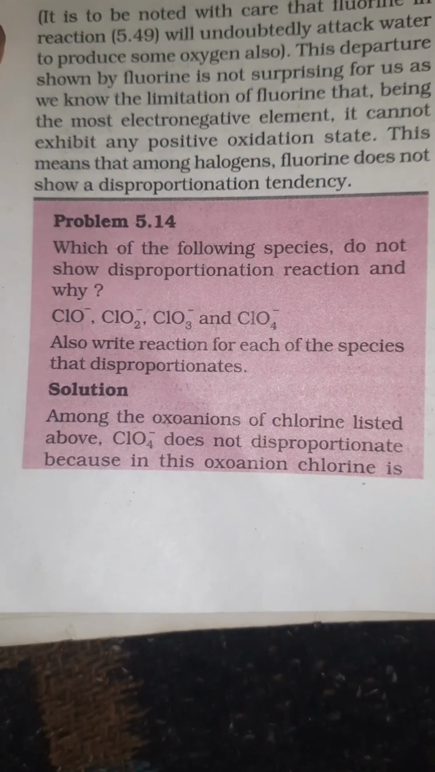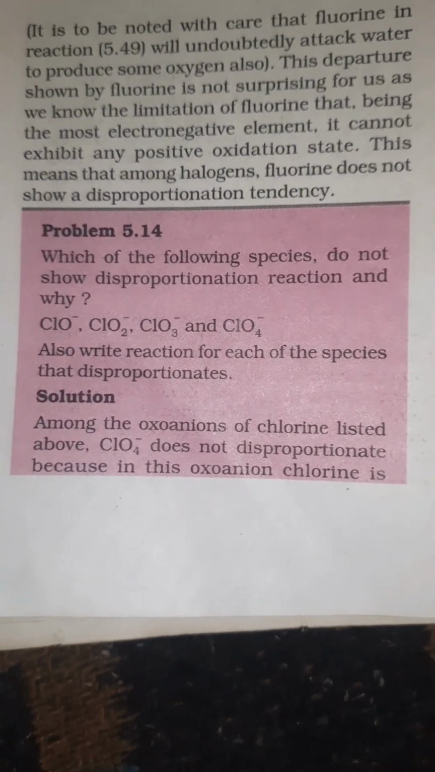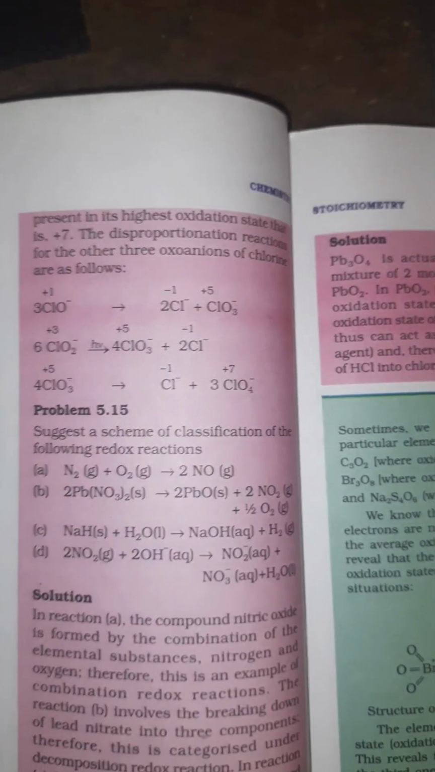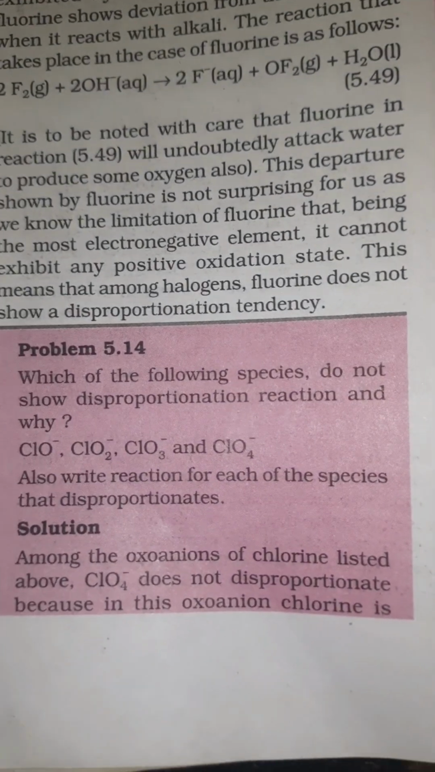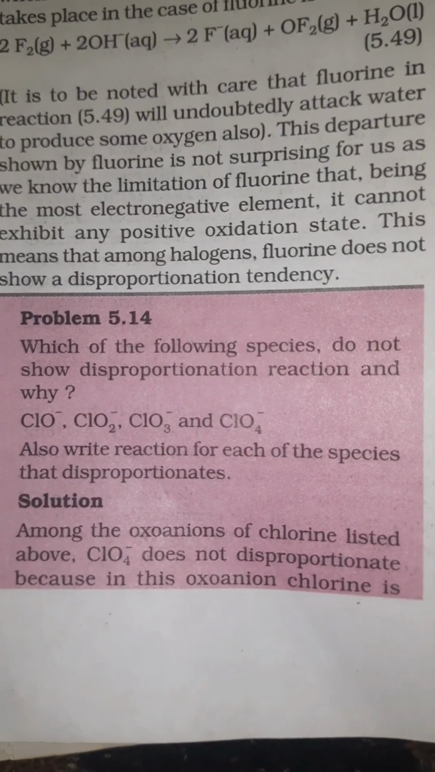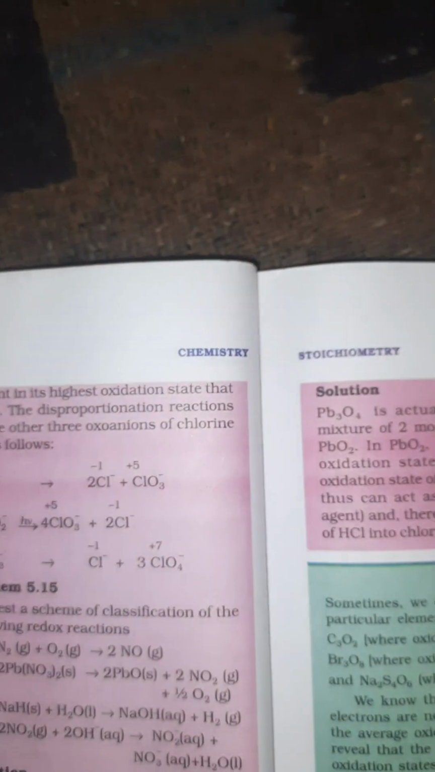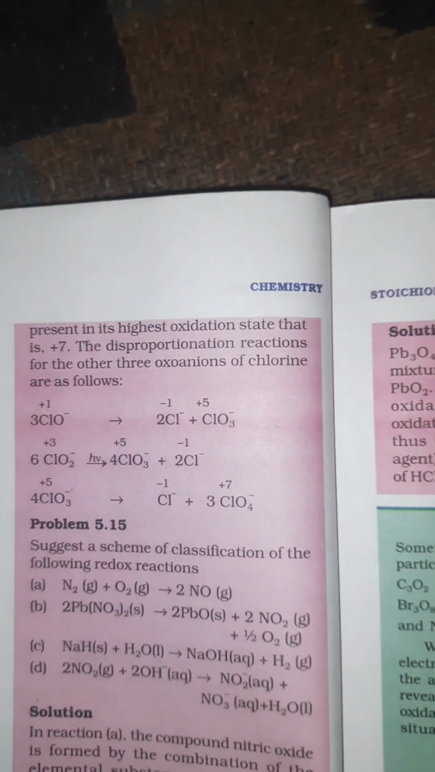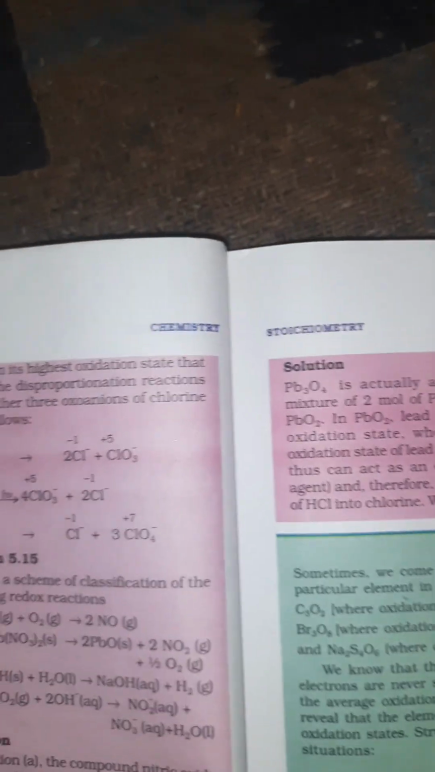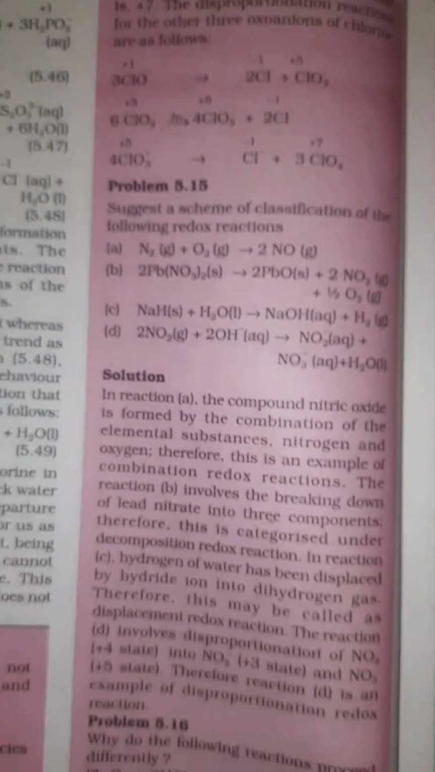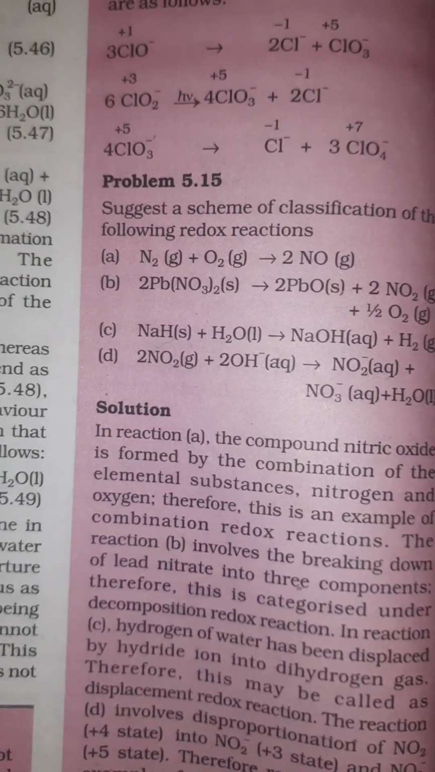5.14. The following species do not show disproportionation reaction, and why? Among the oxo ions of chlorine listed above, ClO4- does not disproportionate because in it chlorine is present in its highest oxidation state, +7. The other 3 oxo ions of chlorine undergo disproportionation as follows. A species in the highest oxidation state does not undergo a disproportionation reaction. That is how it works. Next, 5.15.